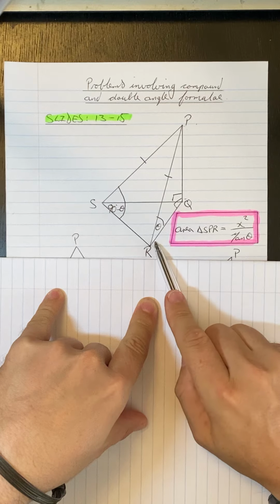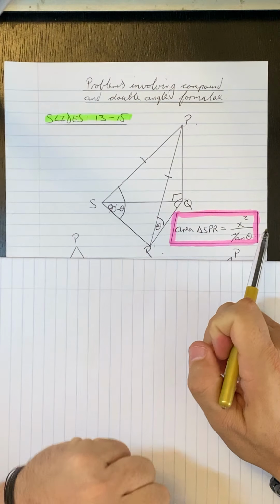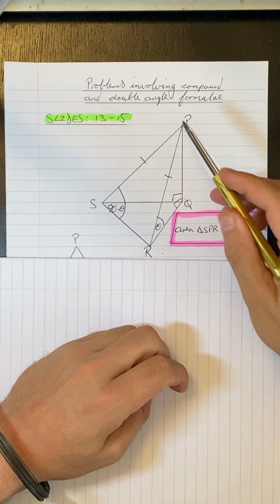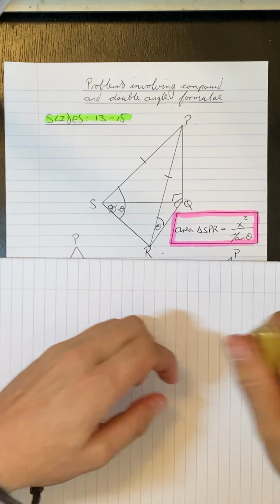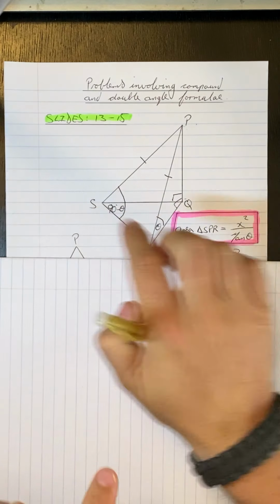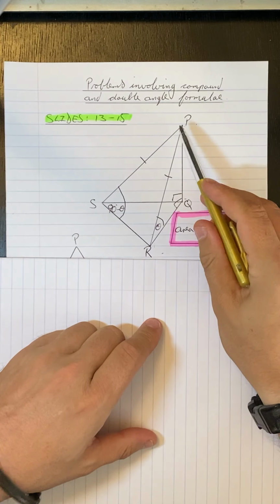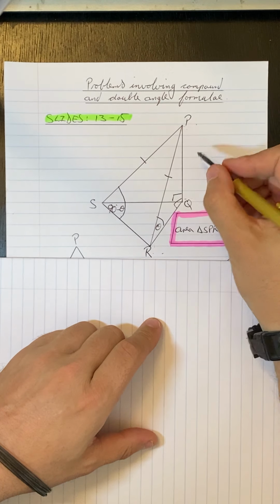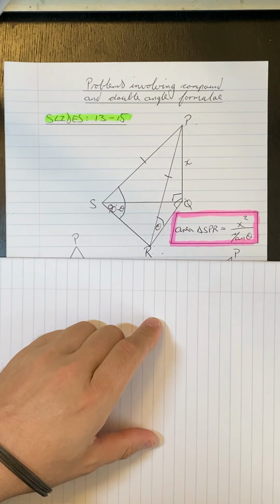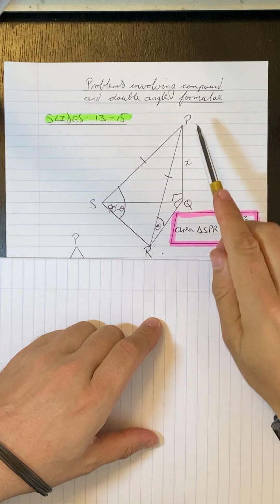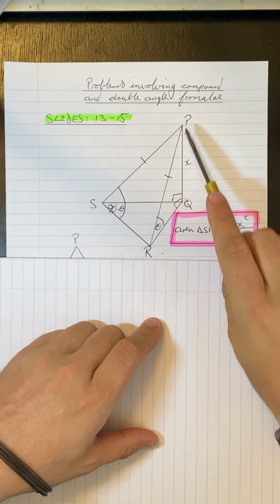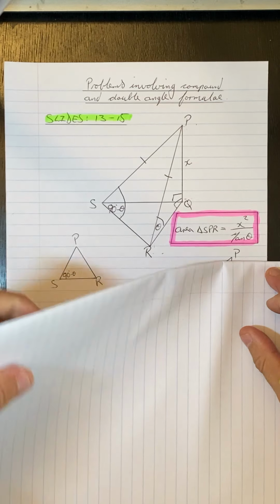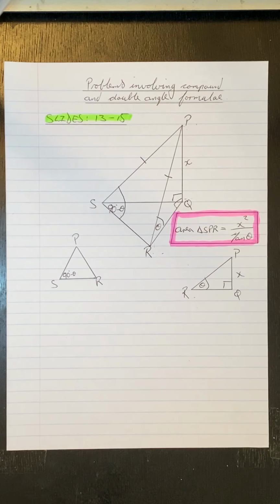S, Q, R are in the same horizontal plane, meaning they're on a flat surface. The angle of elevation of the top of the tower P from R is theta, meaning from the flat surface going up, that angle is theta. PSR is 90 minus theta, and PQ is X meters long. They want us to show that the area of this front triangle here, SPR, is equal to x squared over tan theta. So what I've done is I've just broken it down into two-dimensional shapes.